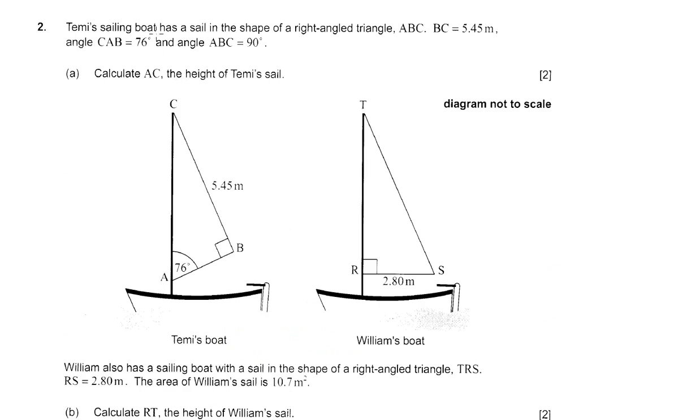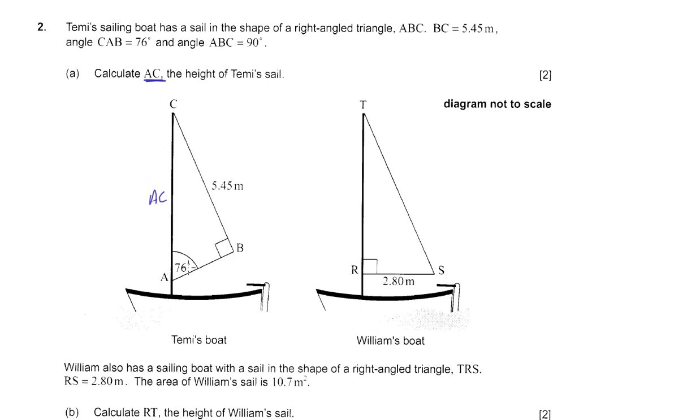Timmy's sailing boat has a sail in the shape of a right-angled triangle, ABC. BC is 5.45 meters. Angle CAB is 76 degrees, and angle ABC is 90 degrees. So they've labeled all that for us. Calculate AC, the height of Timmy's sail. So this here is our AC. Normally we would put x there if we're looking for a missing side, but to make sure that we get full credit, let's write this as AC because it says to calculate AC. So let's put our variable as AC, which is this side A to C.